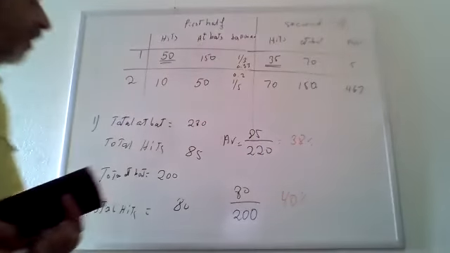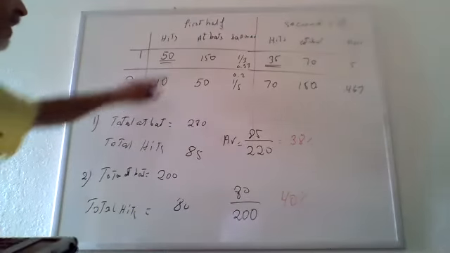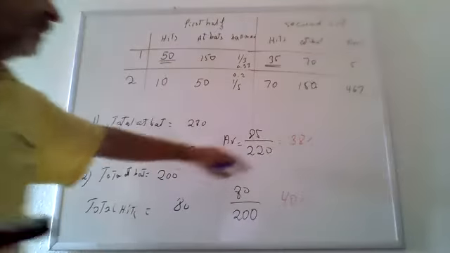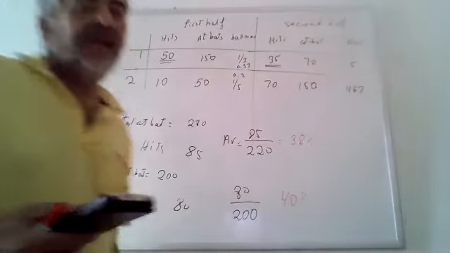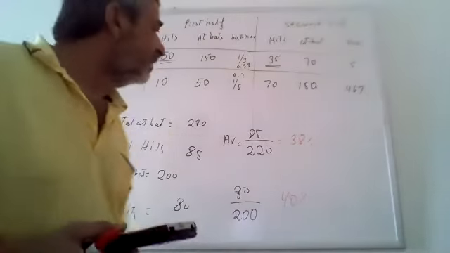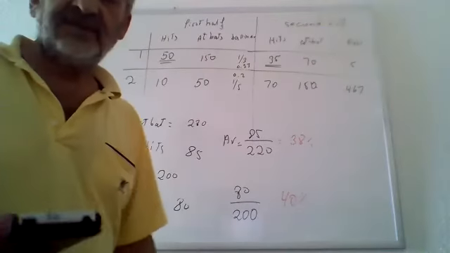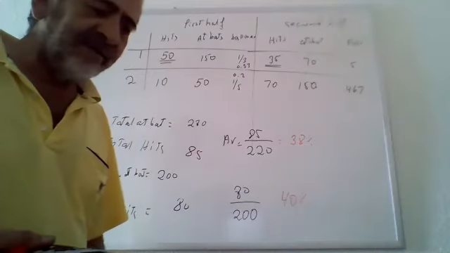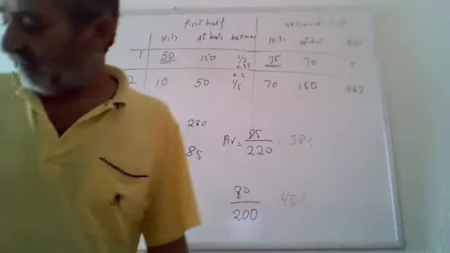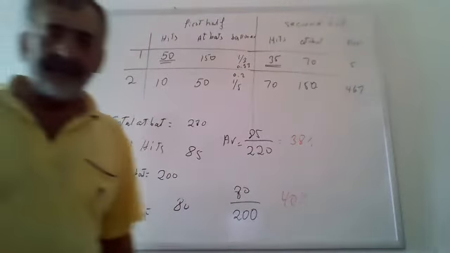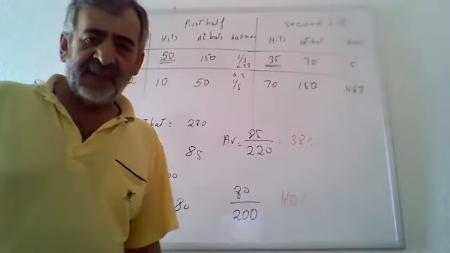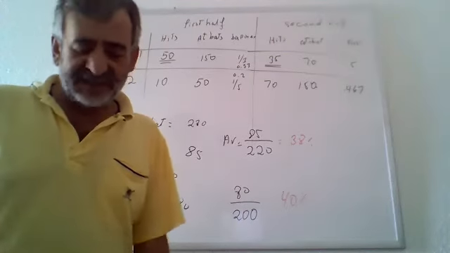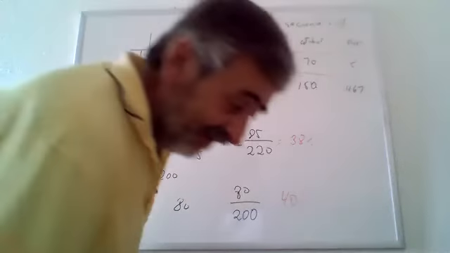Notice, even though player one was better in the first half, and he was better in the second half, in total, he wasn't better. He was worse. That's what we call deceiving numbers, right? Any questions? Does it make sense? I hope.